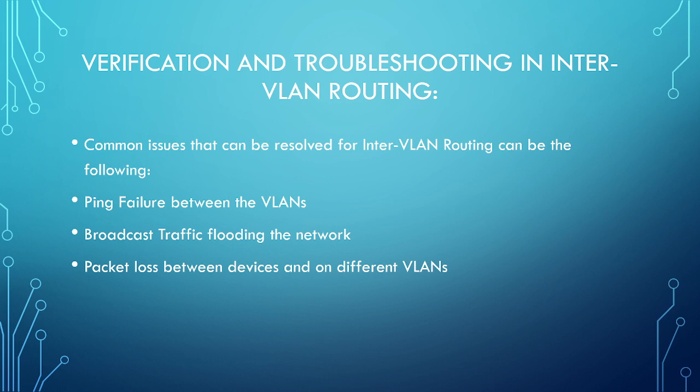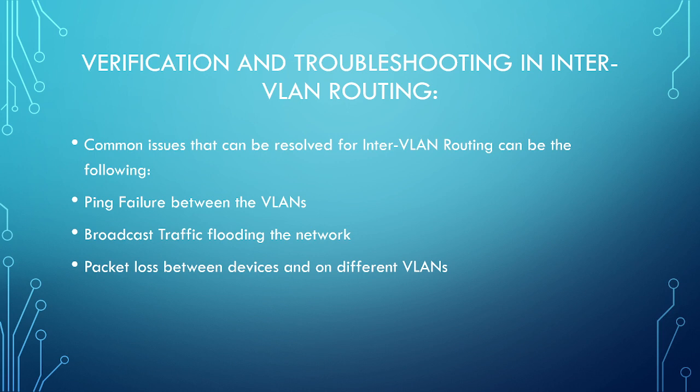Verification and troubleshooting in inter-VLAN routing. Common issues that can be resolved for inter-VLAN routing can be the following: ping failures between the VLANs, broadcast traffic flooding the network, and even packet loss between the devices on different VLANs.